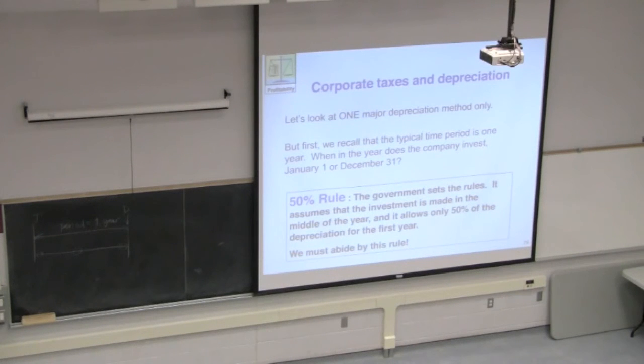50% rule, right? So what happens is the government says, because I'm not going to keep track of dates exactly when you buy these things and get them up into service, I'm just going to say the new piece of equipment in the first period, you don't get to depreciate the full value of it. I'm going to assume you installed it in the middle of the year, so you only get to depreciate half in the first year. After that, you get to depreciate the full amount.